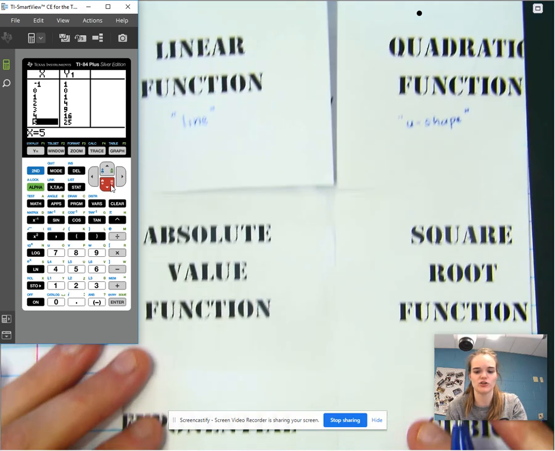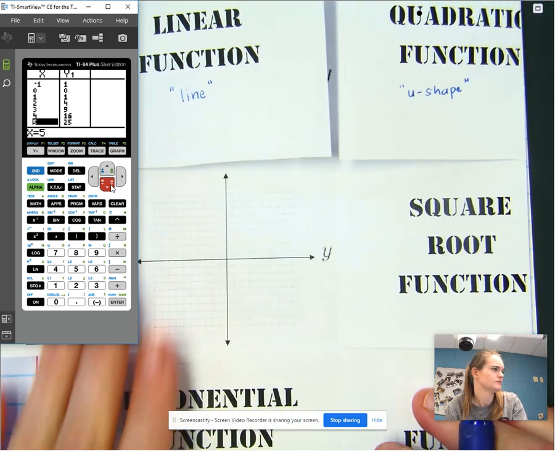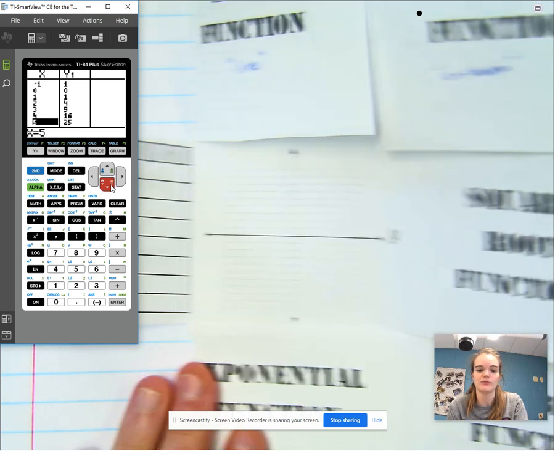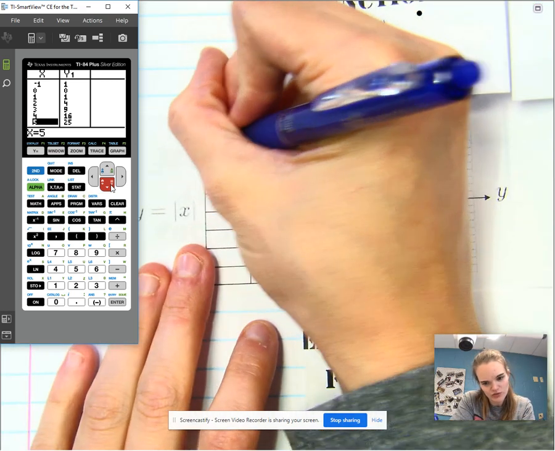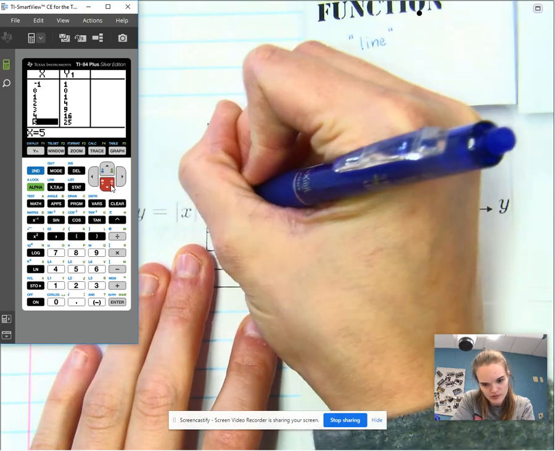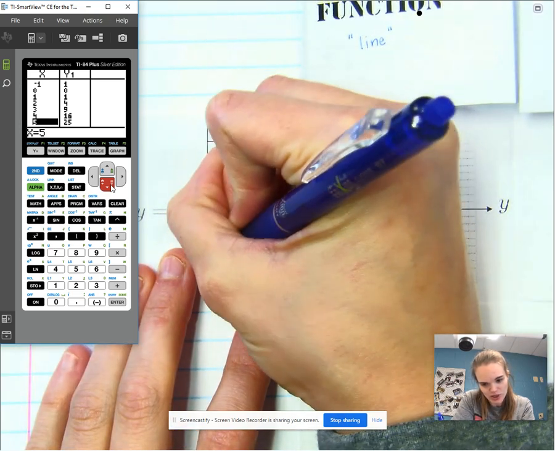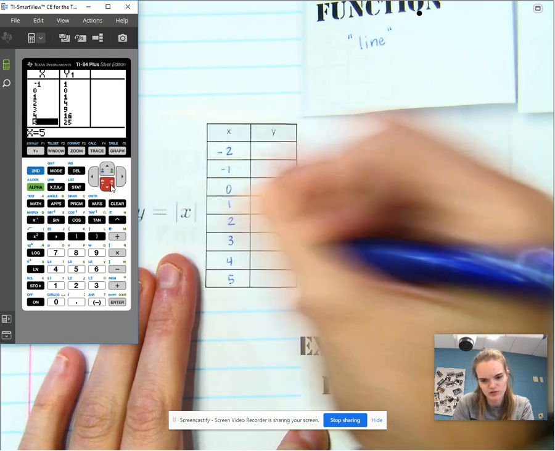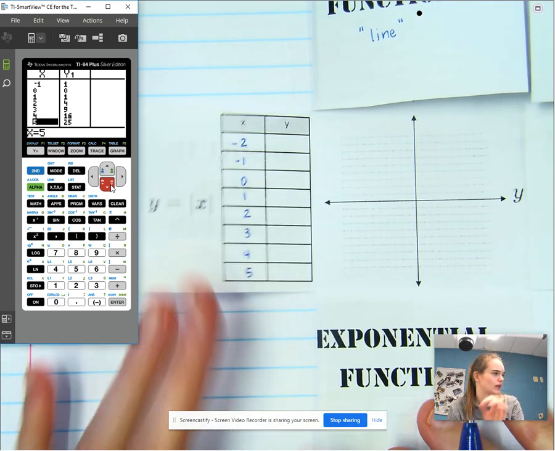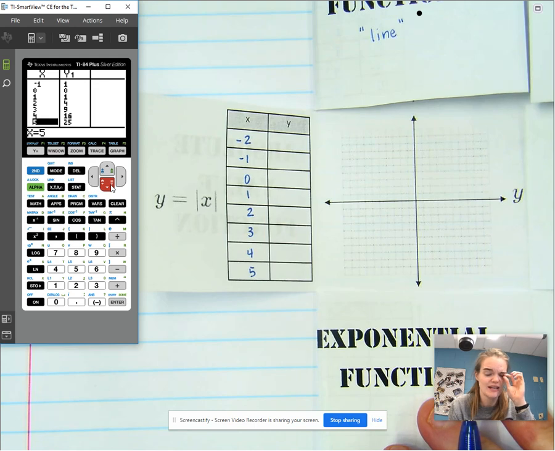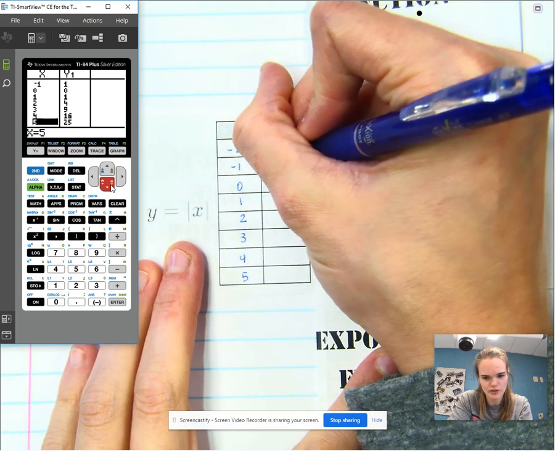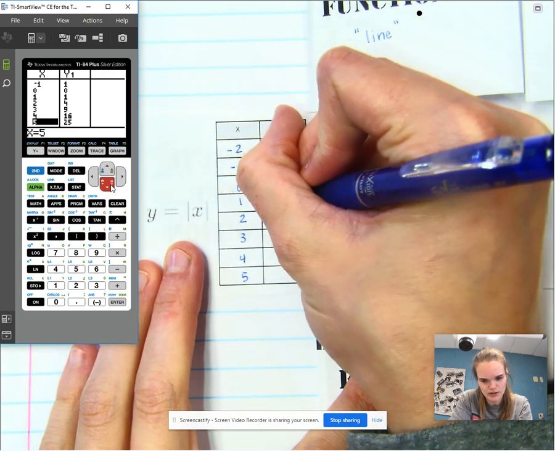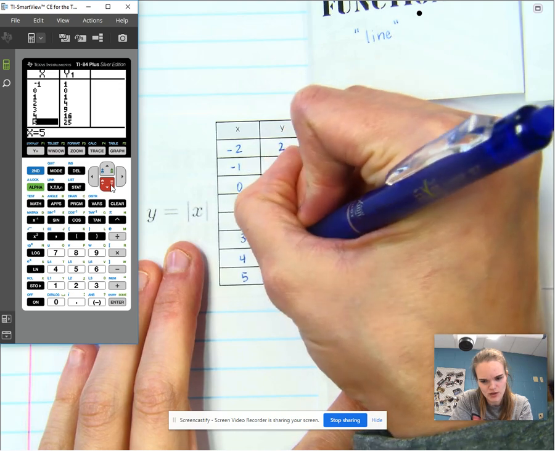Okay? Absolute value function. In an absolute value function, I have y equals the absolute value of x. Still going to use the same numbers. I'm only going to change those. I'm not going to change them today at all. You'll see when we change them, okay? Later, not today. All right, an absolute value, remember, it's just like the distance from 0. So the absolute value of -2 is +2. The absolute value of -1 is 1. 0, 1, 2, 3, 4, 5.